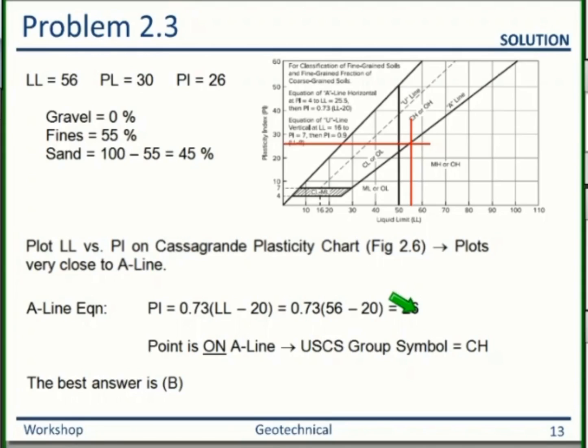When the percentage passing the number 200 sieve is more than 50%, you don't need the flow chart. You will need the flow chart only when the percentage passing the number 200 sieve is less than 50% and it is a coarse grain soil. There it could have a sand fraction or gravel fraction more, whichever is more you will follow in the flow chart. But here, with more than 50% passing, you will use the Casagrande chart directly. Okay.